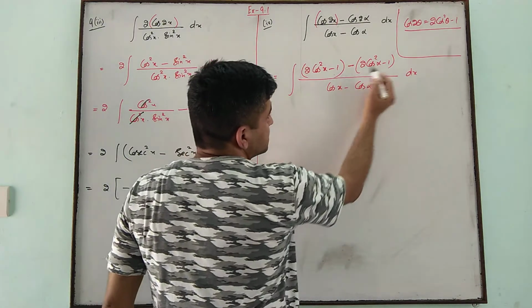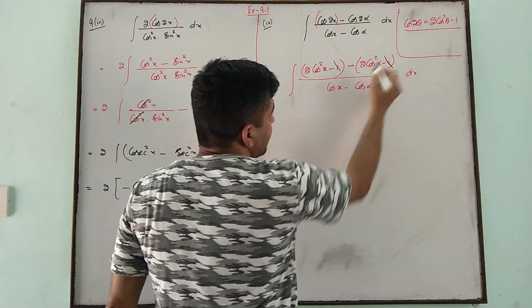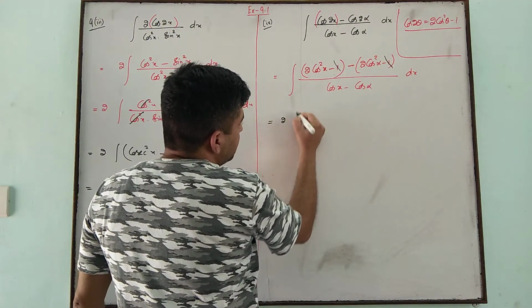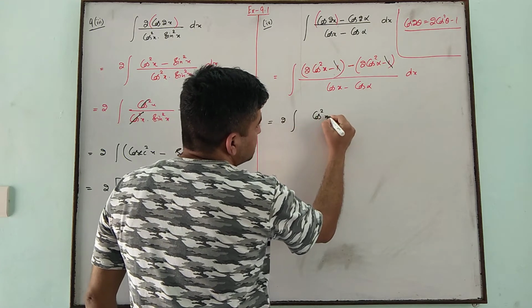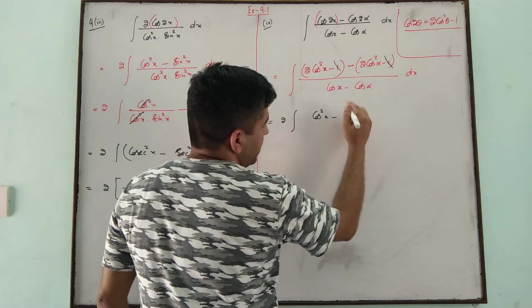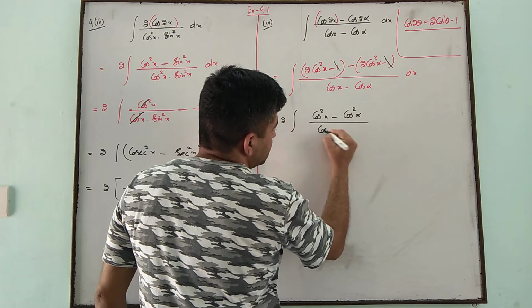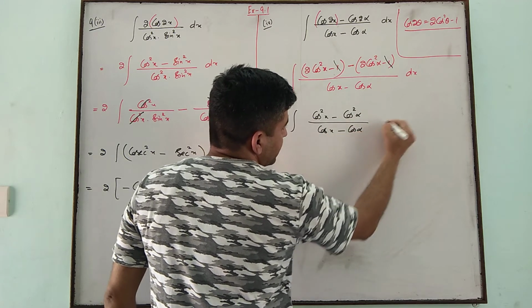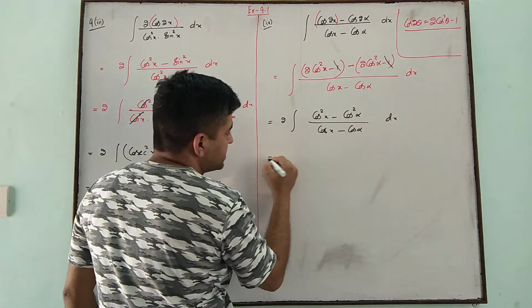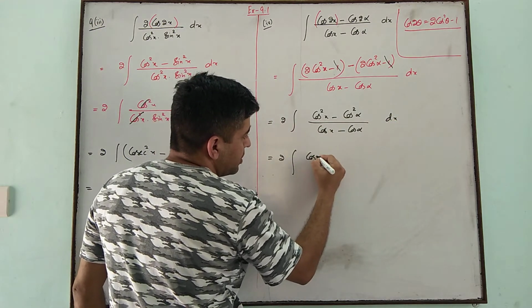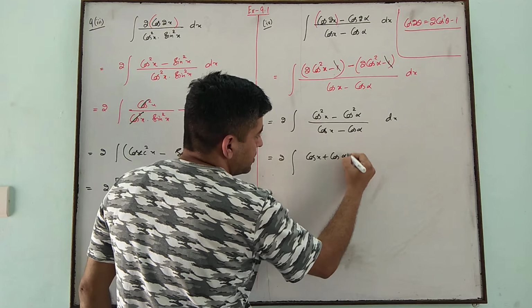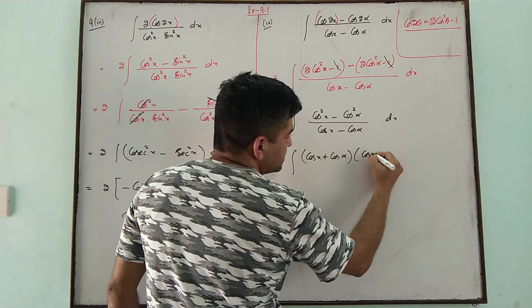Now see, minus 1 minus minus plus 1. 2 you can take common. So it is cos square x minus cos square alpha upon cos x minus cos alpha. A square minus b square is a plus b, a minus b.